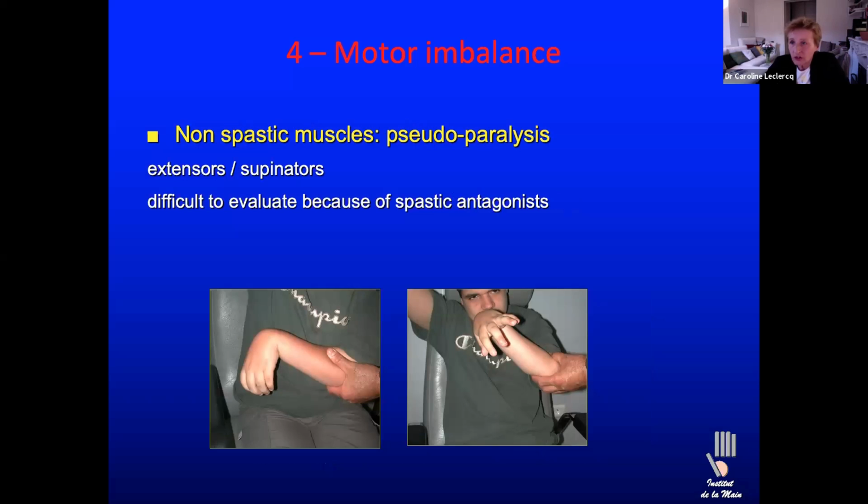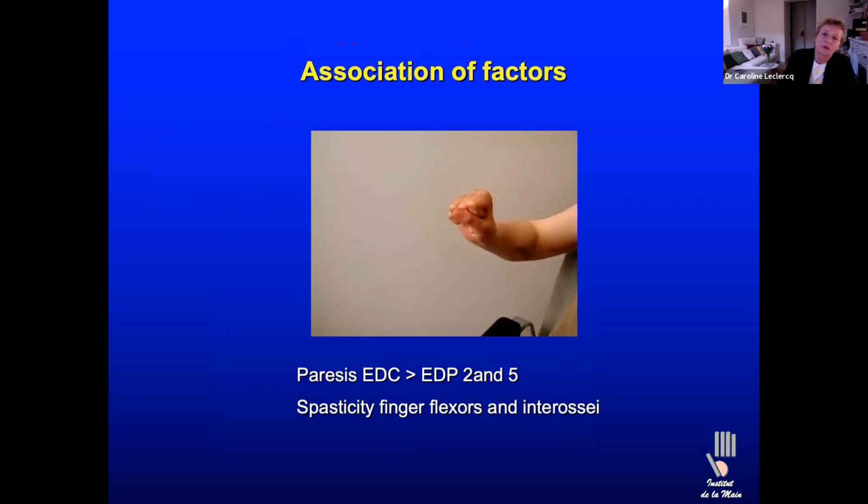On the opposite, the non-spastic muscles, we're talking about the extensors and the supinators, are known to be often paralyzed. And you see here, I've written pseudo-paralyzed because sometimes they're not paralyzed. They're just prevented from being active because of the antagonist muscles, which are so spastic and pulling so hard. So part of our goal is going to be to find out what is the value of those non-spastic muscles. Are they indeed paralyzed, or do they just need releasing of the antagonist in order for them to so-called wake up and be active? This is, of course, very important. So again, difficult to assess.